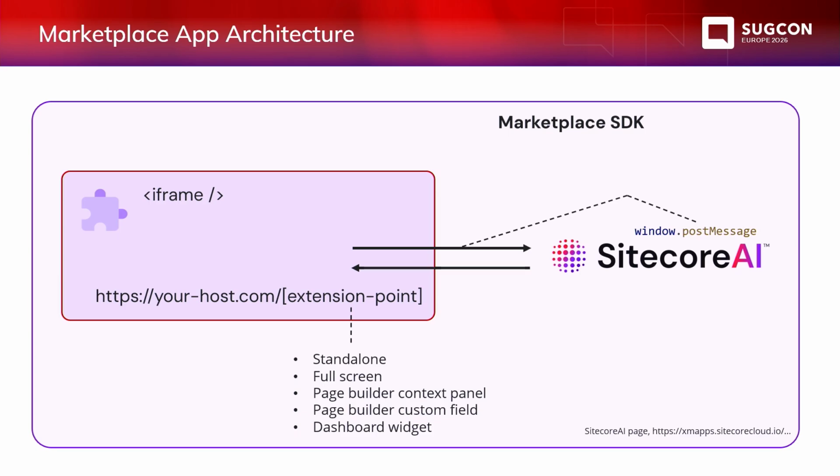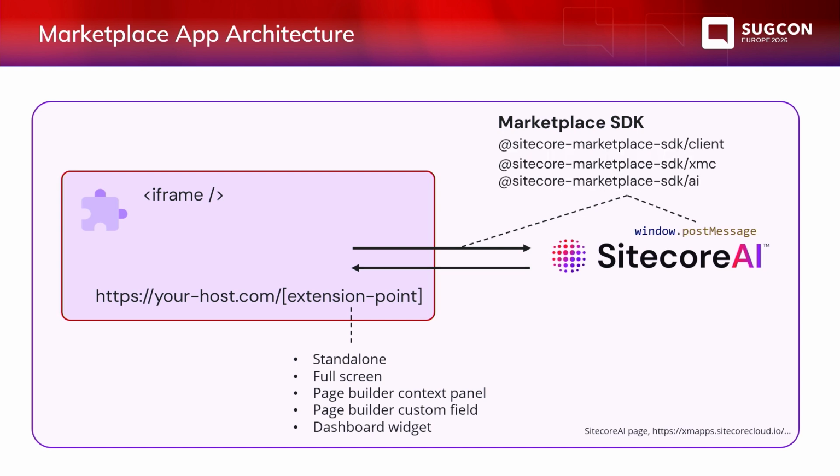The SDK is framework agnostic, so you can integrate it on the UI with any framework of your choice. And it consists of multiple packages. We have the client package, which is required to establish the connection. It's mandatory for any marketplace application. XMC gives you access to some important Sitecore APIs like Agent API, GraphQL API, and others. And the newest AI package provides you access to brand functionality.